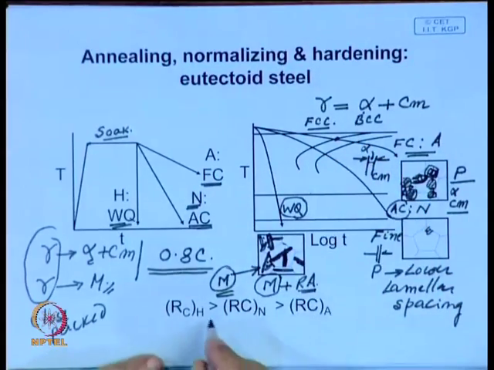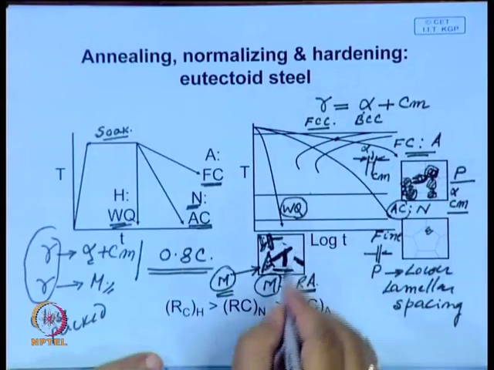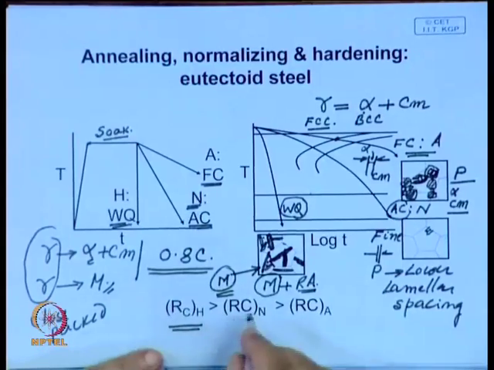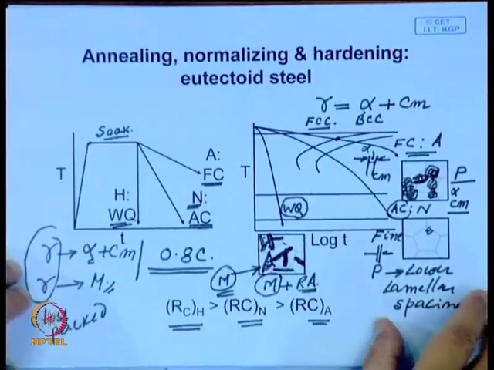Now, here if you look at the hardness, as you increase the cooling rate, hardness goes on increasing. This is the Rockwell hardness after hardening. This is in the normalized condition, and this is in the case of annealing. So, this will be the sequence.